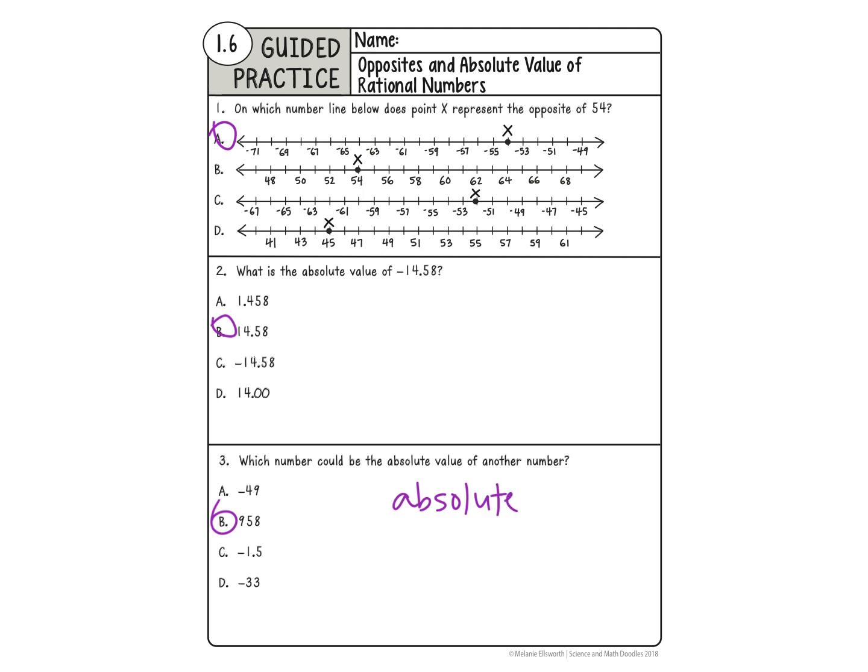Absolute value is always considered positive because it'll never have a negative sign. That's your giveaway that it's not going to be one of those other answer choices because they all have negatives. Absolute value, after you solve for the absolute value of a number, you're going to take away the sign because all we're representing is how far away from 0 it is. We're talking about the spaces.